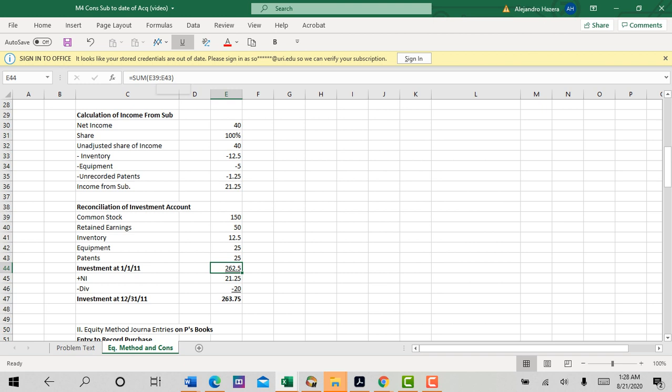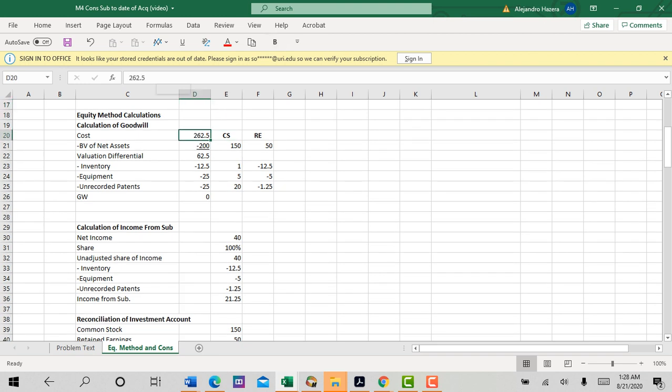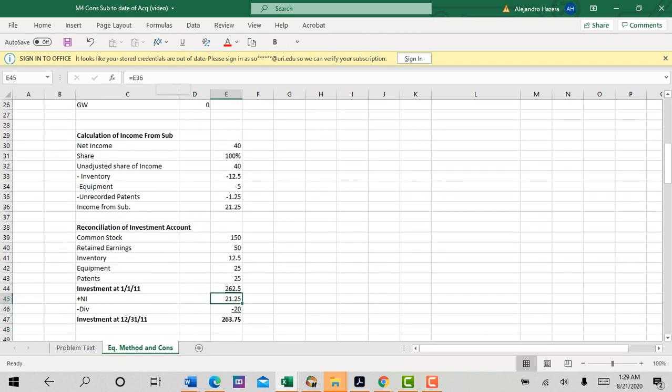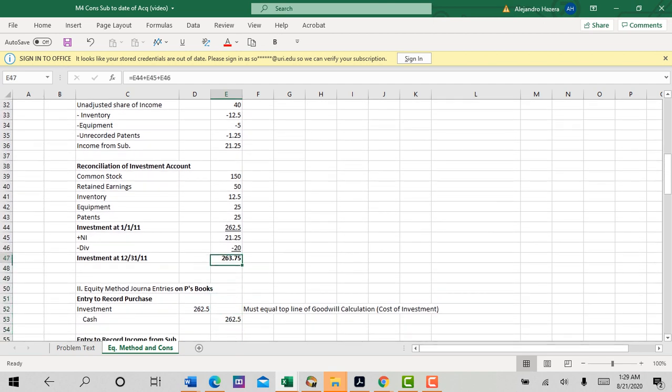That means that from a balance sheet asset and liability perspective, those have greater values than they did prior to the acquisition. Okay, and I emphasize that this investment reconciliation was done from a beginning of year, end of year perspective. So the investment account at 1/1/11 was 262.5, and it makes sense that equals your cost, because of the first year acquisition, your initial investment was 262.5. Then we had 21.25 income from sub, and then the dividends, which I put in as equal to 20, from the text of the problem. So your ending investment balance was 263.75.